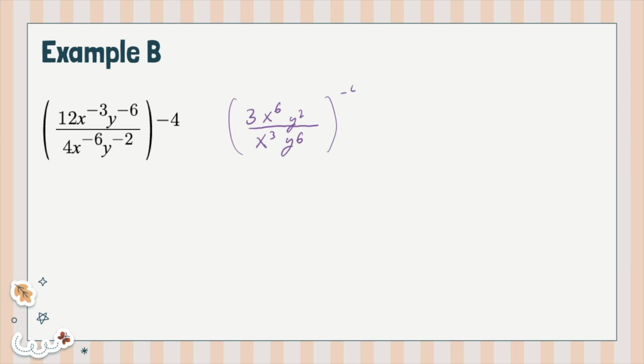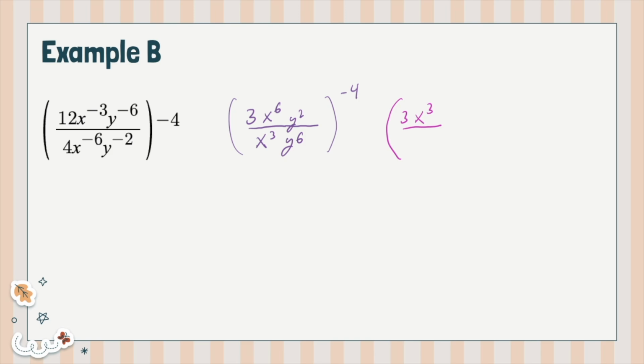Still inside the parentheses, still raised to the negative 4th power. Now we have to practice our subtraction rule that we talked about last time. So again, our 3 isn't going to change. That's going to stay the same. So the 3 is going to stay in the numerator. But the x to the 6 minus x to the 3rd, the 6 is bigger, so it's going to stay up top, and it's going to become x to the 3rd power, or x cubed.